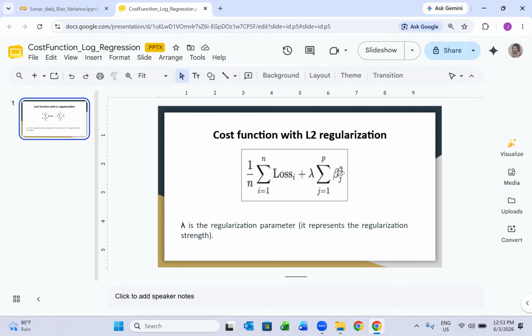In contrast, a small lambda means that most features are given a large weight. So with a small lambda, most features will have an impact on the model's predictions.